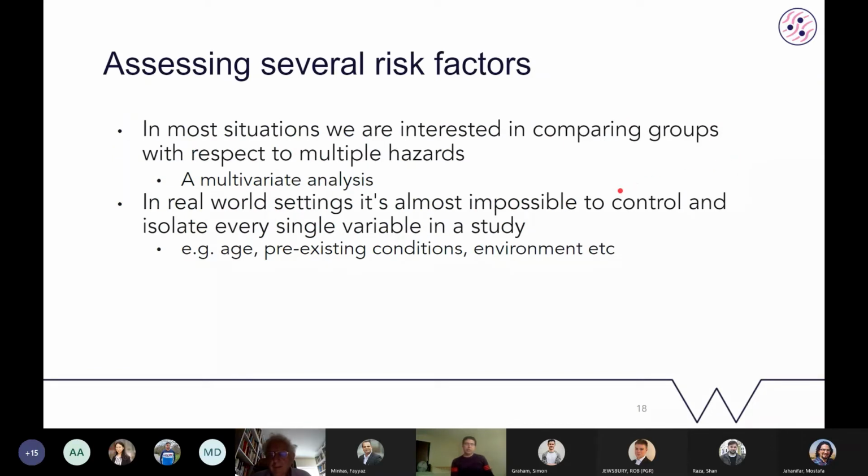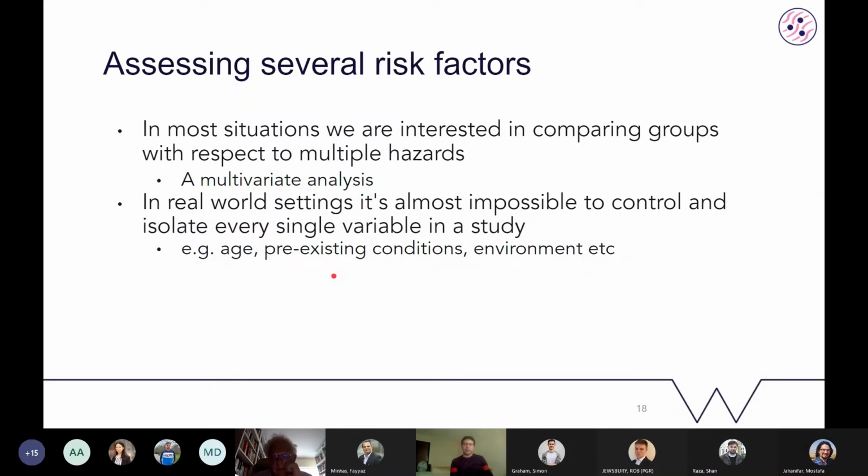Now, when we are comparing two groups, we also need to assess the effect of different other features like the age of the patient, the size of the tumor, or any other factor like if smoking can affect the survival. So when we take those features or covariates into account, then it becomes a multivariate analysis.